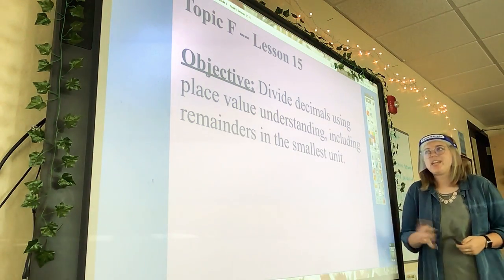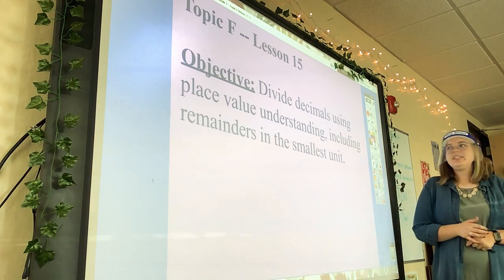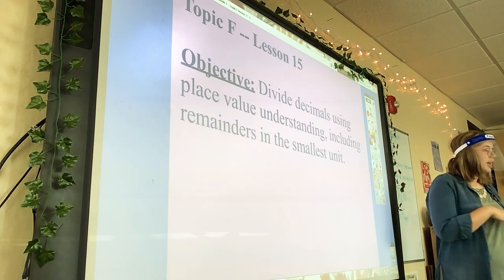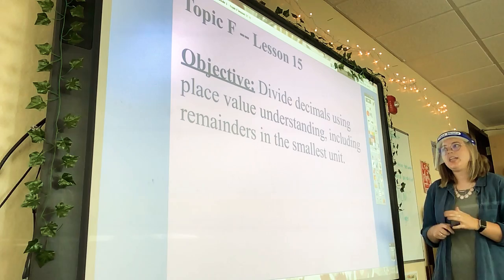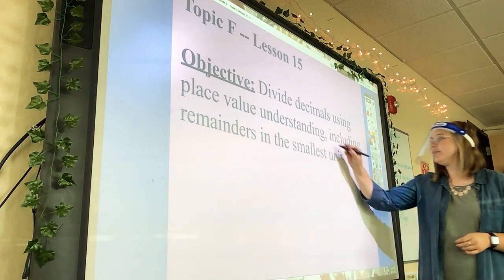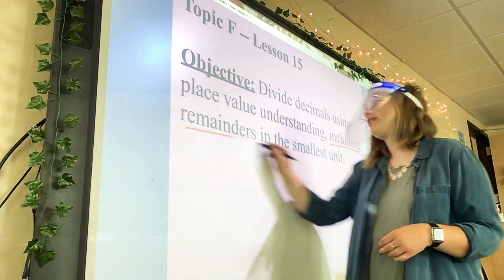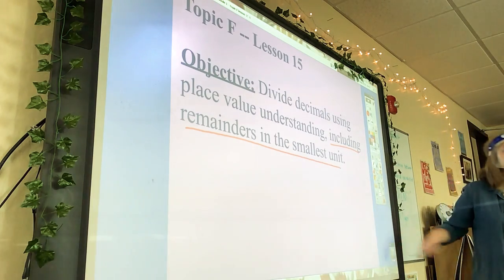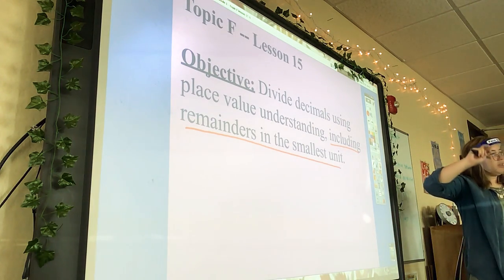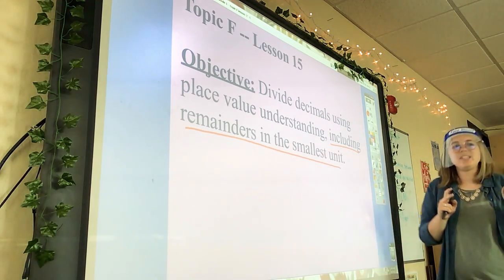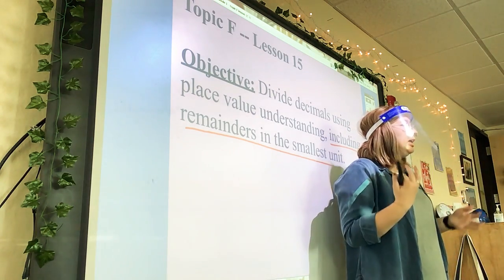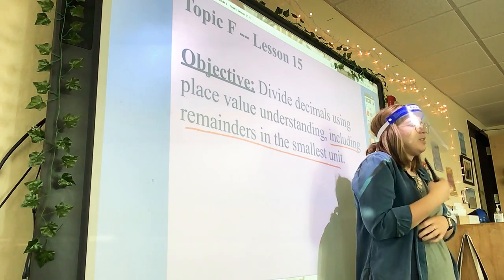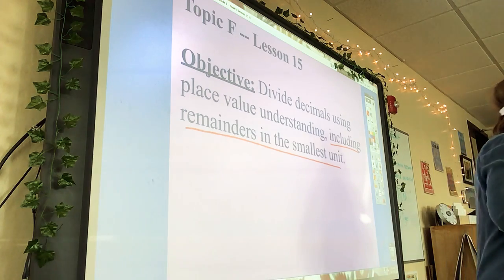Okay, so lesson 15, our objective. We are going to divide decimals, which is what we did yesterday, okay? Using place value understanding, this time including remainders in the smallest unit, which means that we're going to have quote unquote remainders, okay? And I don't even really like to call them remainders, just because when we're dividing decimals, there's not really such a thing as a remainder, okay?